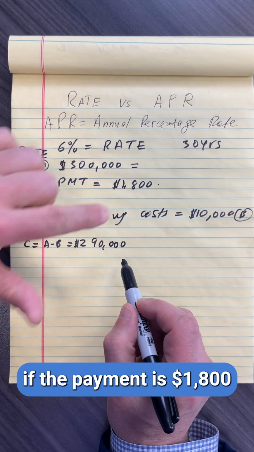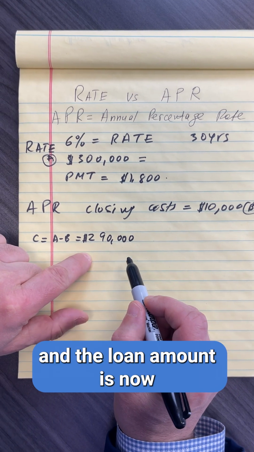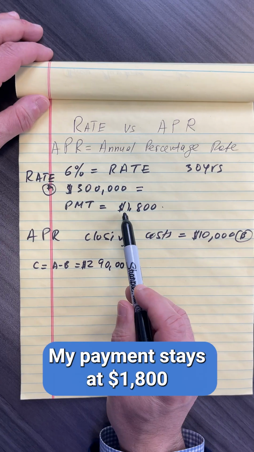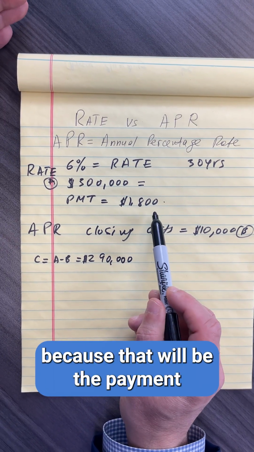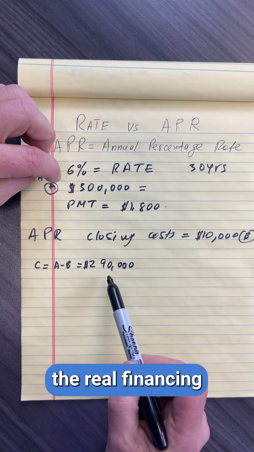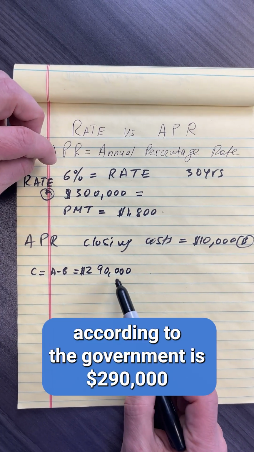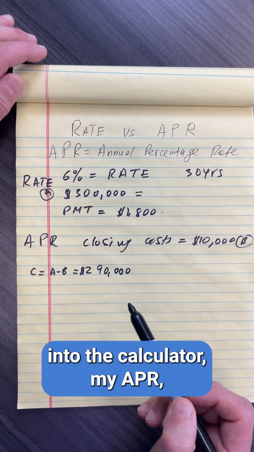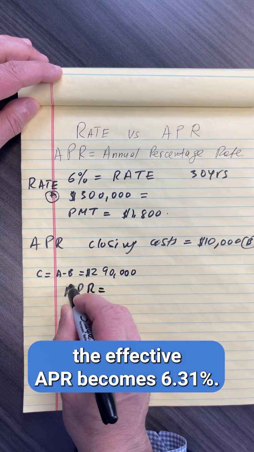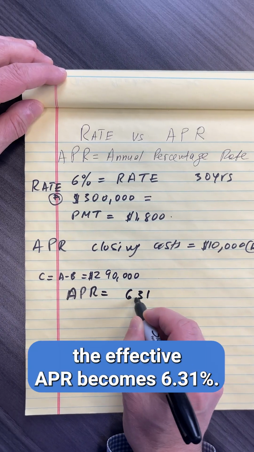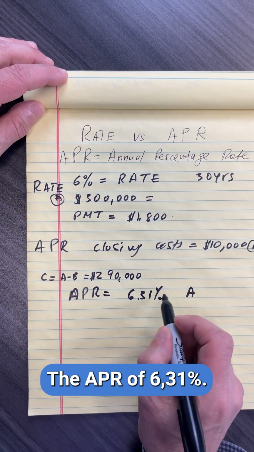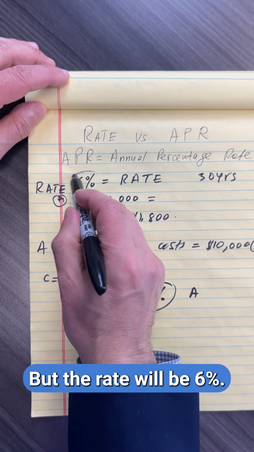If the payment is $1,800 and the loan amount is now in fact $290,000, because that would be the effective rate. My payment stays at $1,800 because that is what the person will be paying. The real financing, according to the government, is $290,000. If I plug these numbers into the calculator, my effective APR becomes 6.31%. So that's what you're going to see on some of the disclosures: the APR of 6.31, but the rate will be 6.